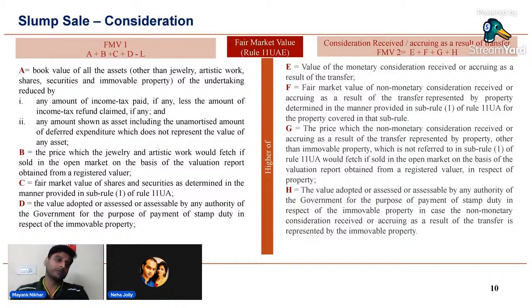This is similar to Rule 11UA. This simply states that A, which is the book value of all assets other than jewelry, artistic work, shares, securities, and immovable property, reduced by income tax paid, less the amount of income tax refund claimed, if any, and the amount shown as assets including unamortized amount of deferred expenditure which do not represent the value of an asset.